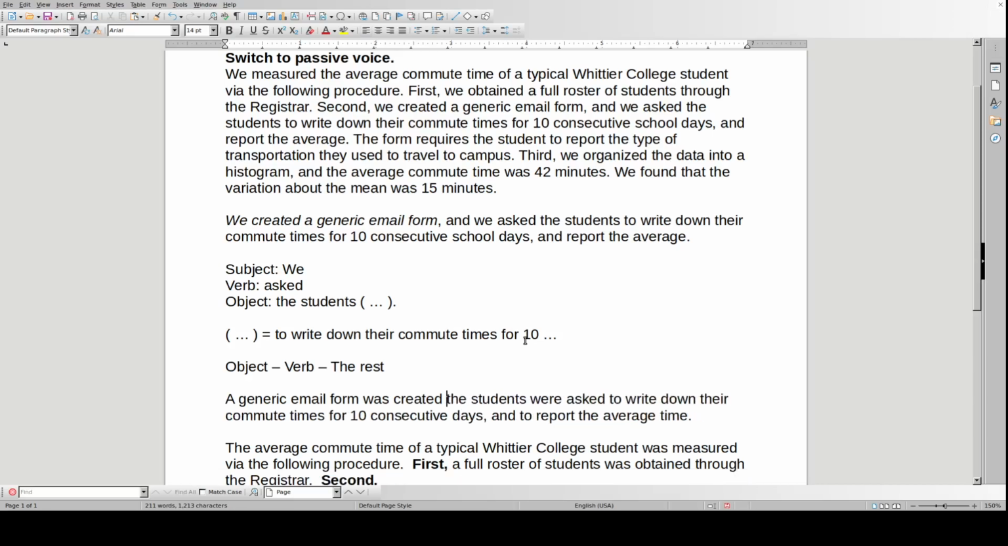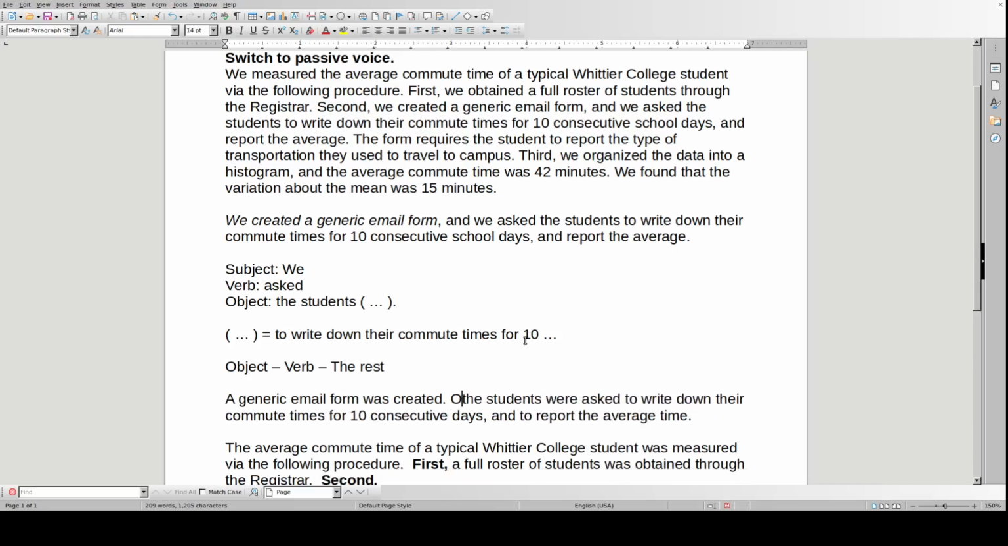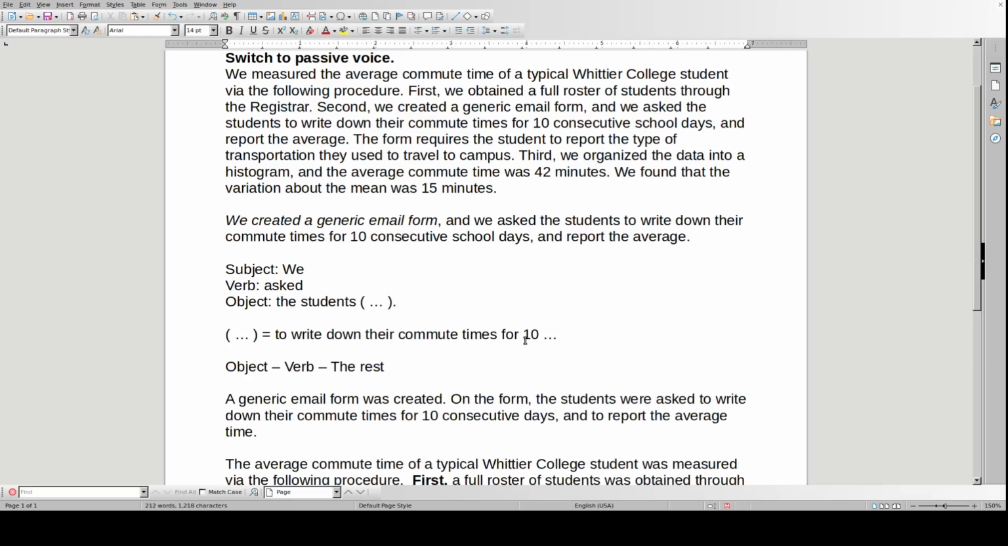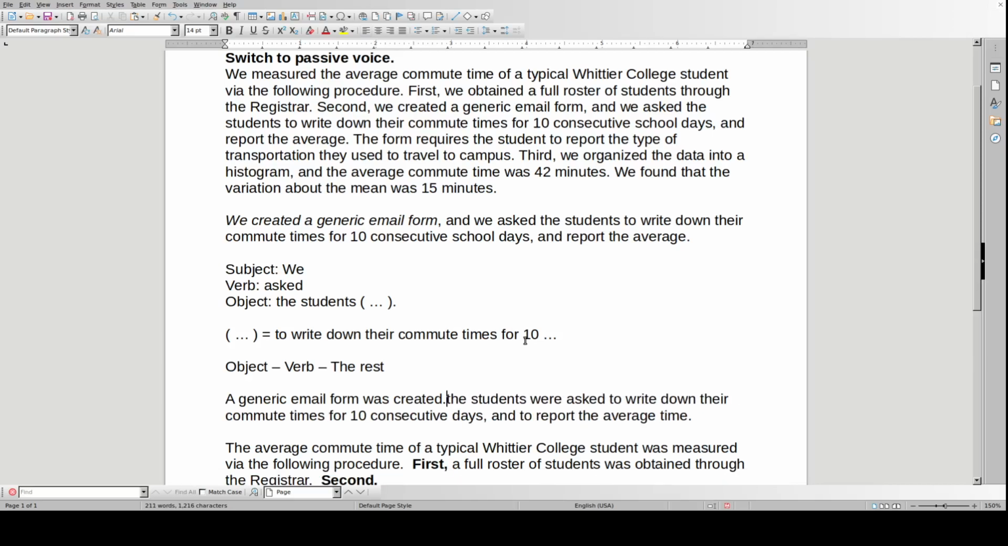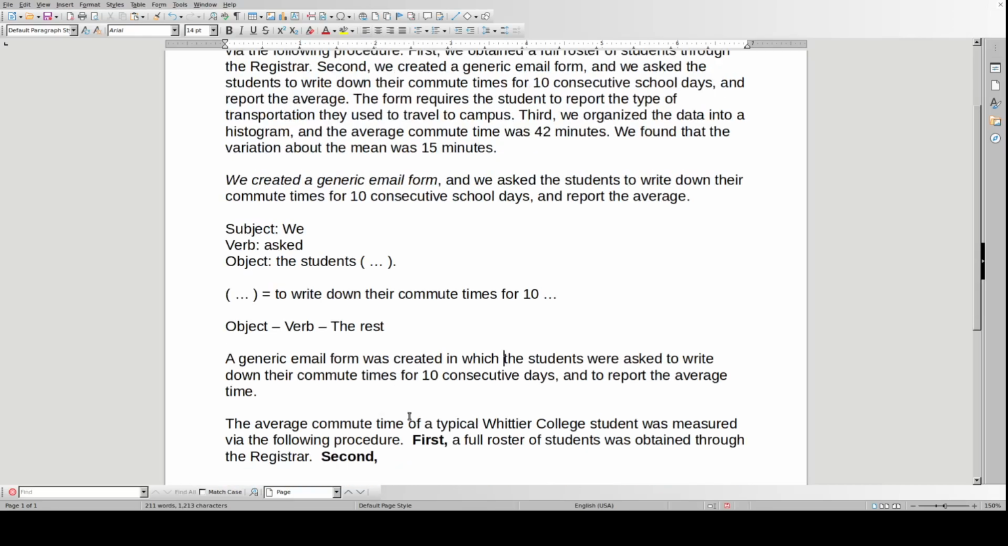You could also break it into two sentences. So a generic email form was created, in the form, or maybe it's more appropriate to say on the form, the students were asked to write down. So that second sentence is about the form still, but it's a whole other sentence, and the first sentence is rather short. It's only 6 words. A generic email form was created. So I like in which better because it does the job in all one sentence. Even though that sentence is on the long side, it's still about one thing the whole time. It's passive, it's technical, etc.